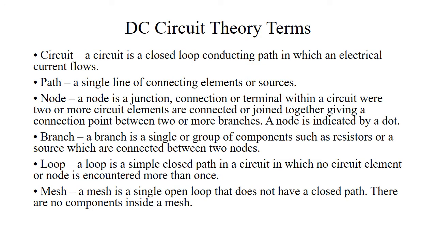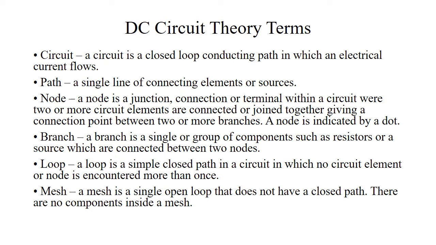DC circuit theory terms. Here the circuit means a closed loop that conducts electrical current, flowing from one point of the circuit to another. Path means a single line that connects the elements and sources together. Node is a junction, a connection or terminal within the circuit where two or more circuit elements are connected or joined together. It is denoted by a dot.